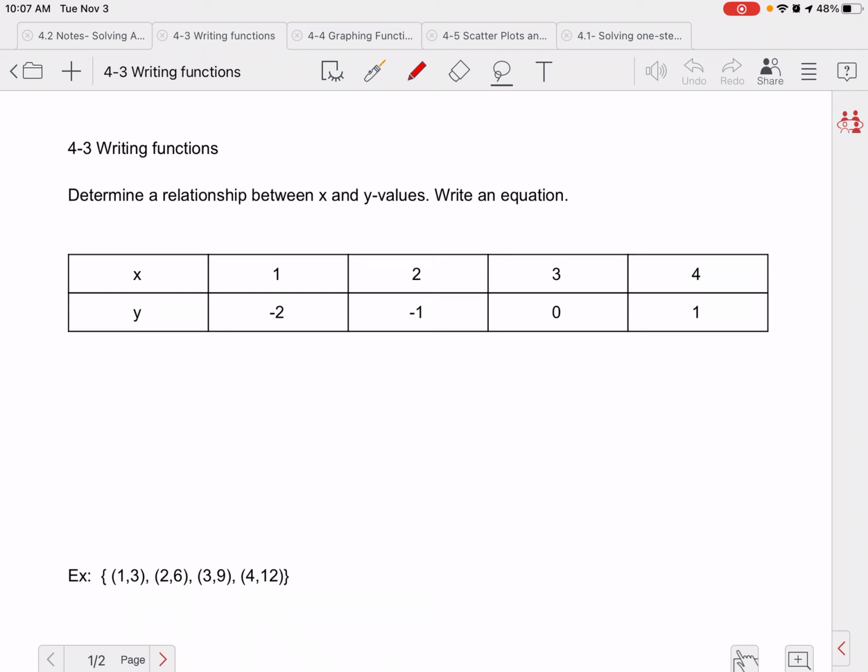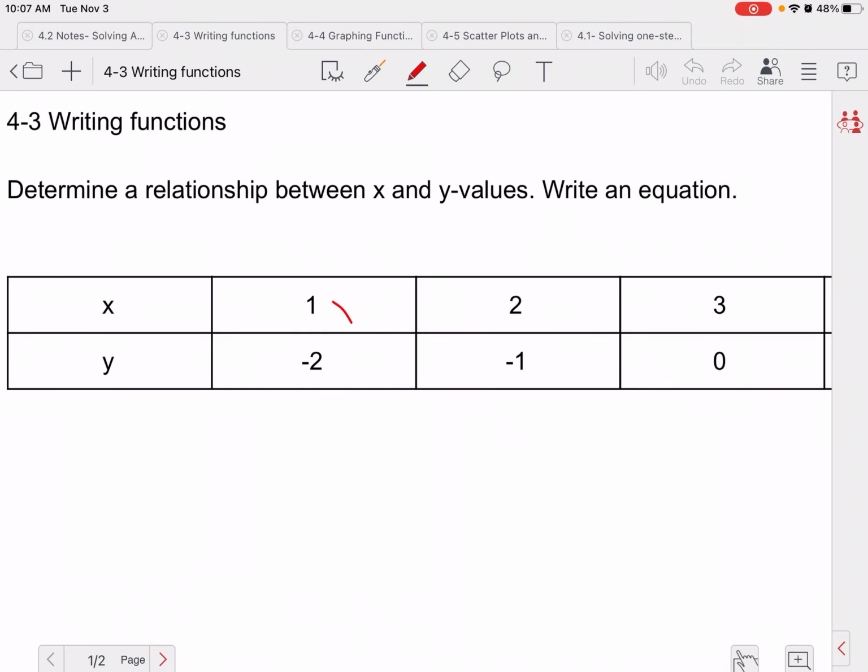Okay, so we need to determine a relationship between the x and y values, and then we're going to write an equation. So what I would do here is I would say, okay, we're going from x to y. What did we have to do? To get from 1 to negative 2, I could subtract 3. I could also multiply by negative 2. So I want to think of multiple ways, and sometimes it'll be straightforward where it will only be one step, and sometimes maybe you'll have to times it by 2 and then add 1, right? So you might have to think outside the box, but start with the basic ones. There's no reason to stress too much.